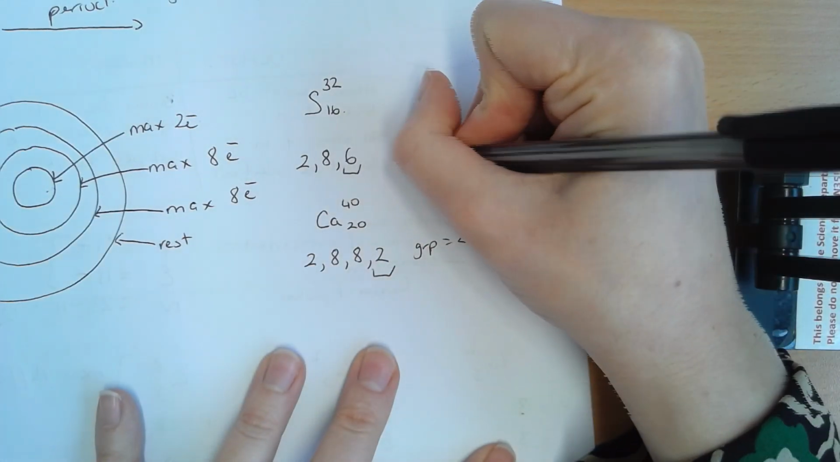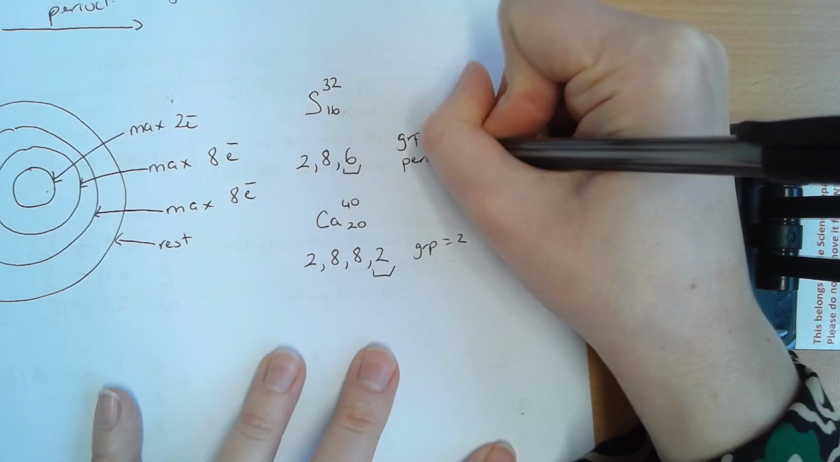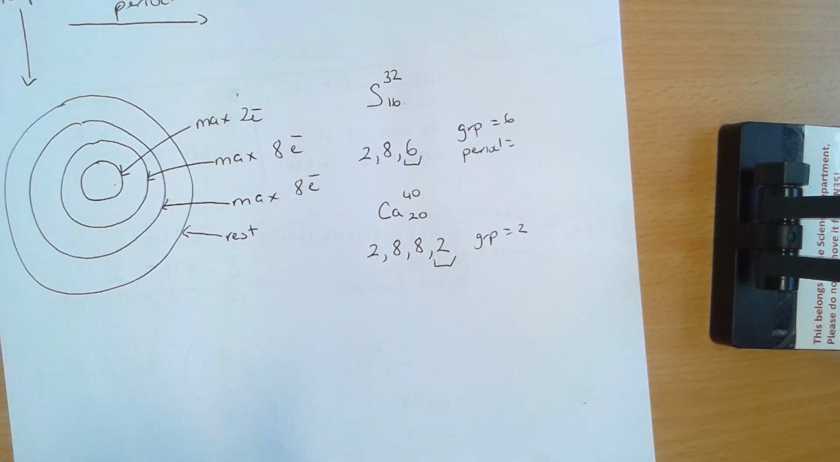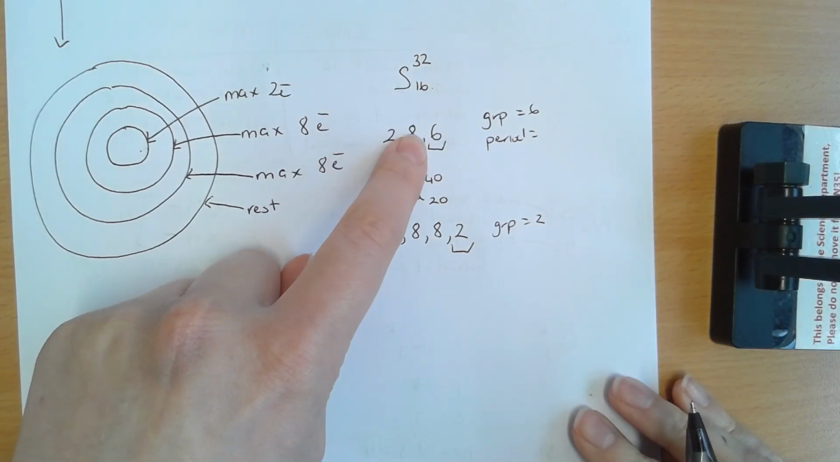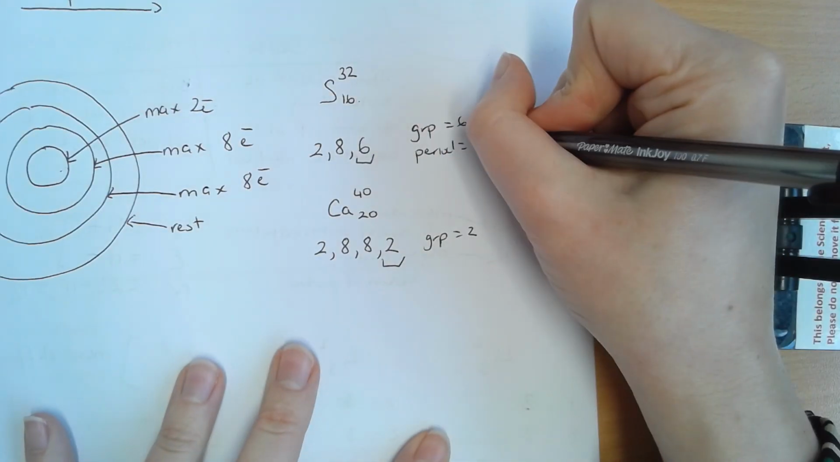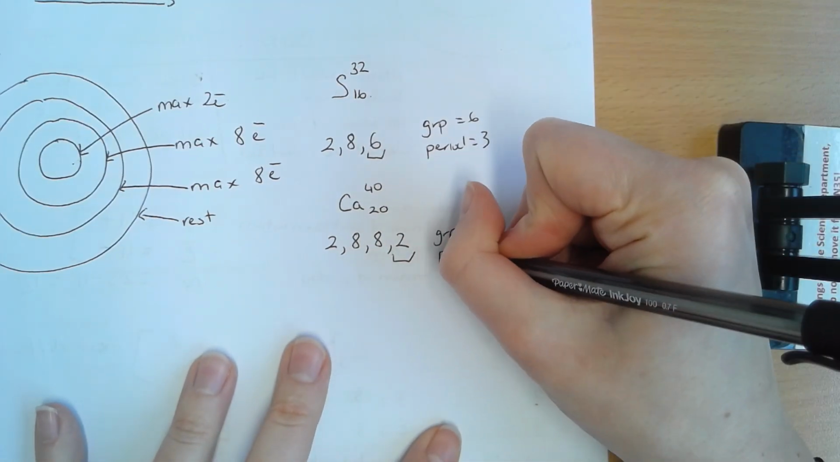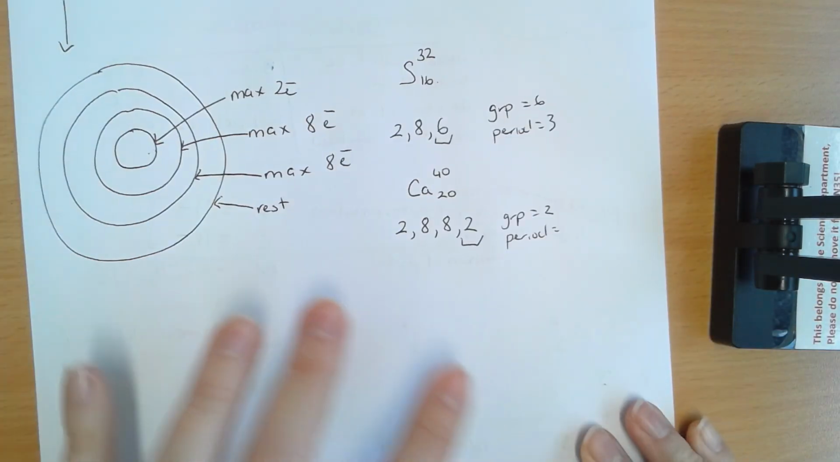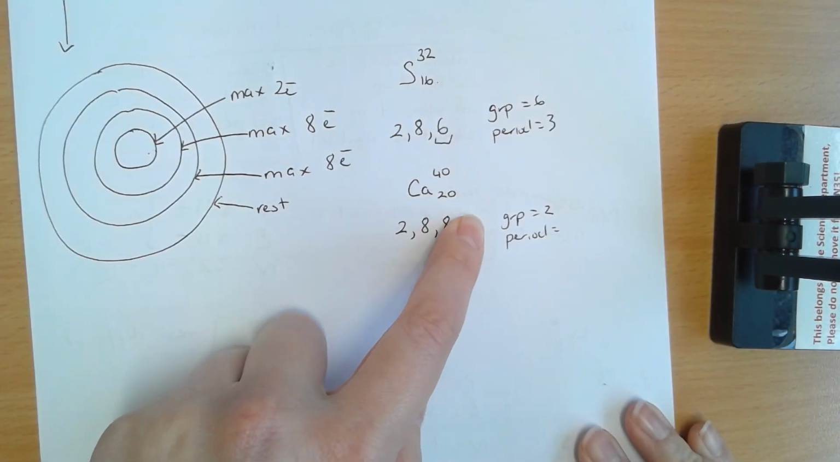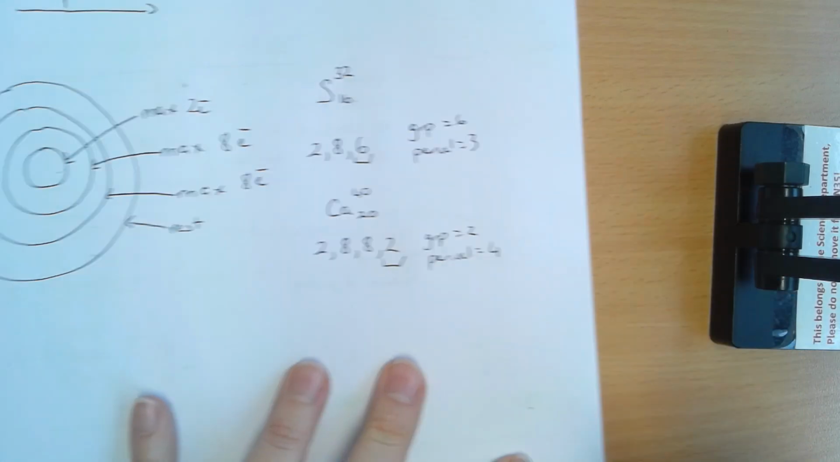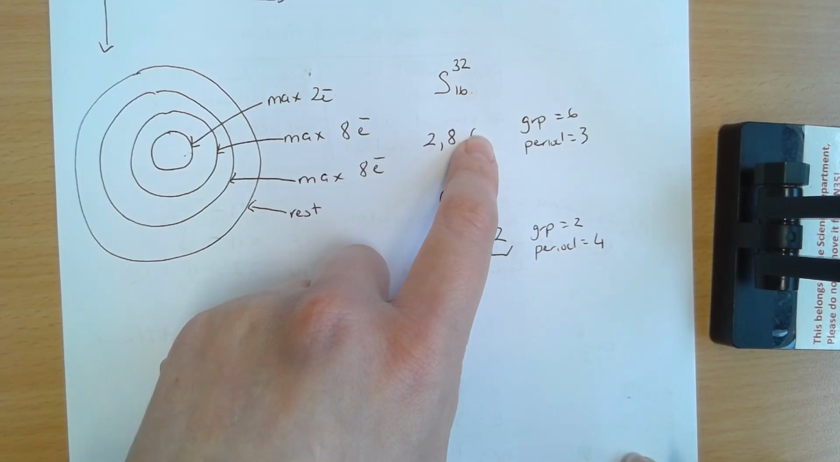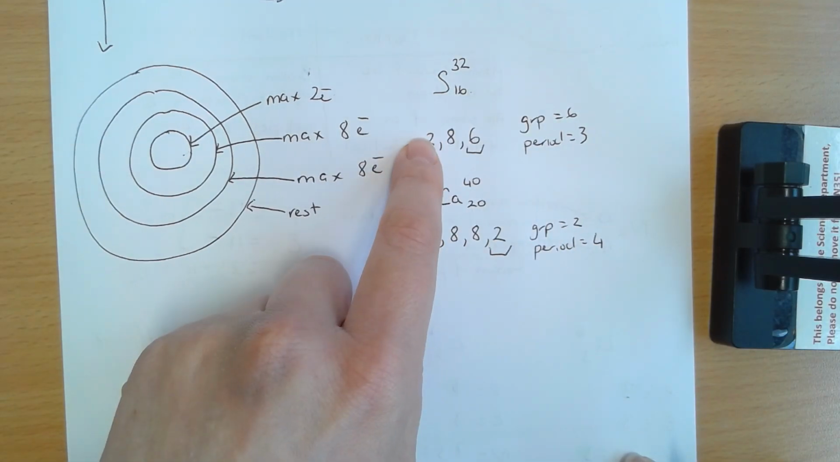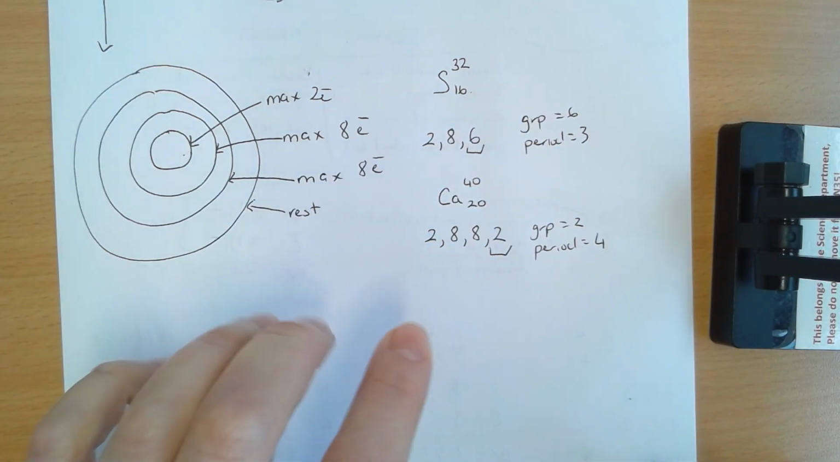The other thing you can do is work out what period an element is in, and for this you are just counting up the electron shells. So for sulfur I needed 1, 2, 3 shells. That means it must be in period 3. For the next one, calcium, I needed 1, 2, 3, 4 shells. That means it must be in period 4. So the last number, the number in the outer shell, tells you the group, but the number of shells you needed tells you the period.